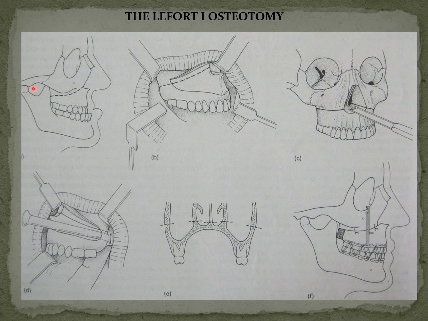We can see the cut will start from the line of the aperture, then go posteriorly to the pterygomaxillary region, this area. So the cut is going inside the sinus. After that, pterygomaxillary disjunction will split it. After that, using the osteotome, we will cut the nasal septum and everything. So the cut is like this, you can see.